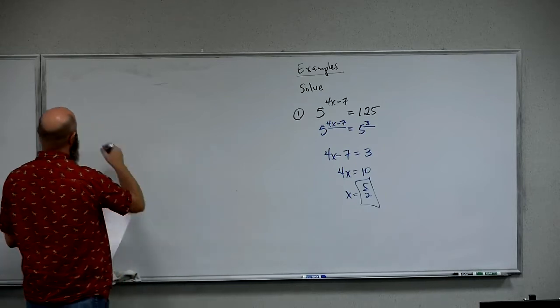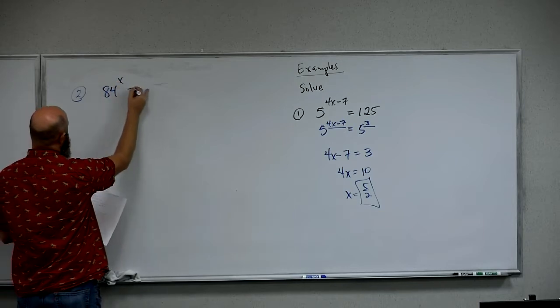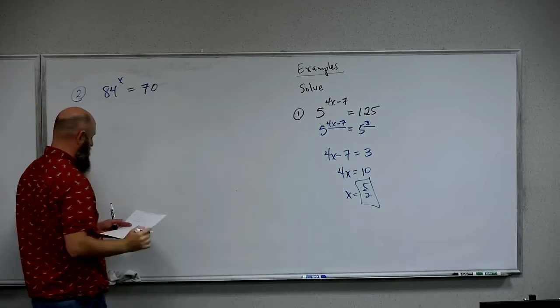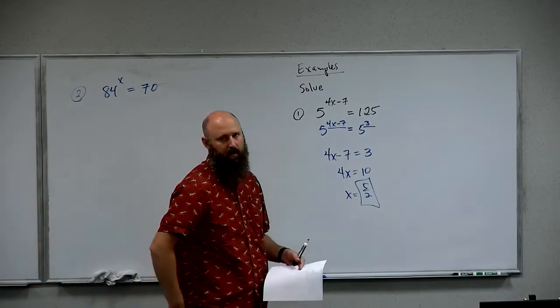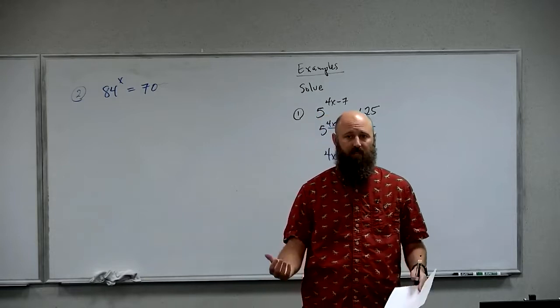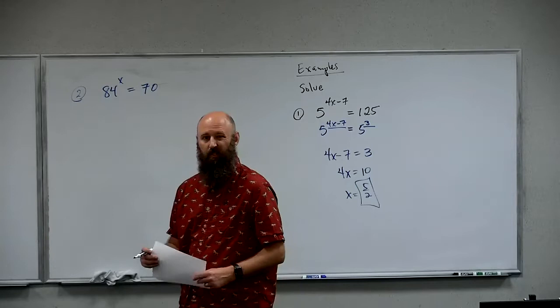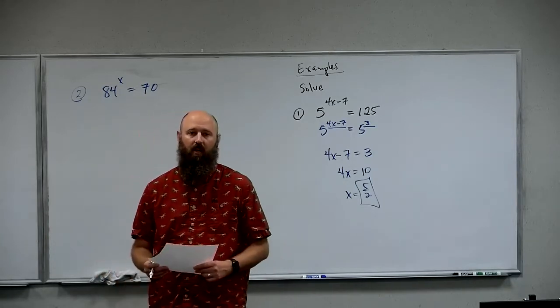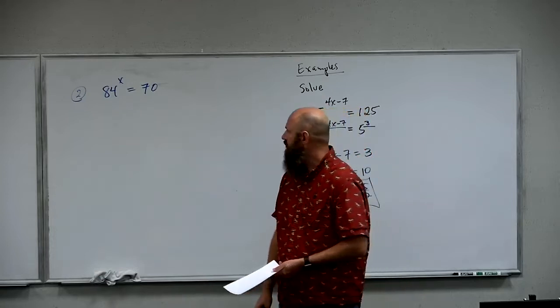Okay, the next one, number 2. What if we have 84 to the x equals 70? Now, this time we can't take those and write them to the same base. 84 cannot be written as something to a power, 70 can't either with those. So when this happens, we've got to do things a little bit differently on them, okay? And so that's what we're going to work on here.